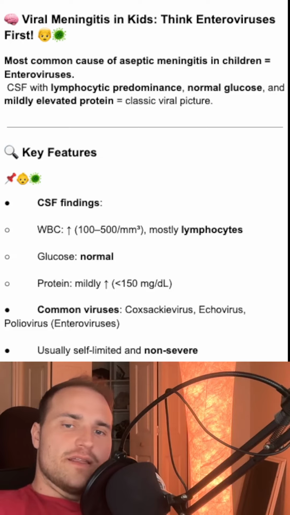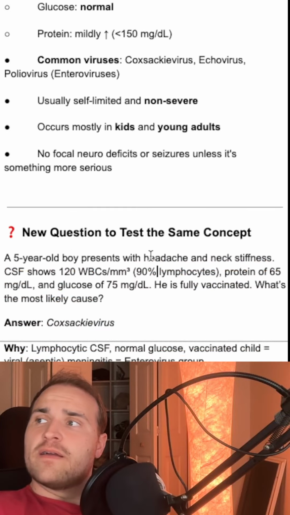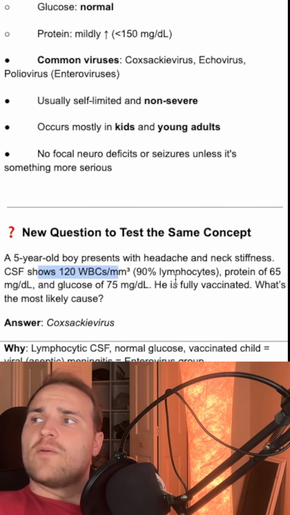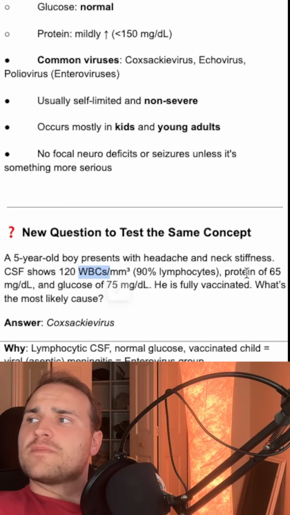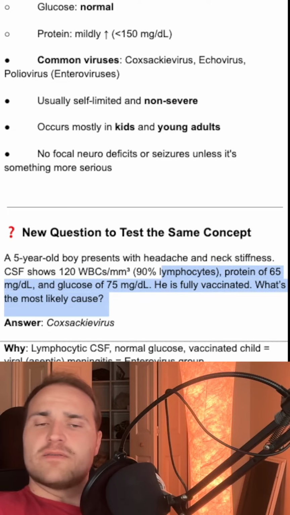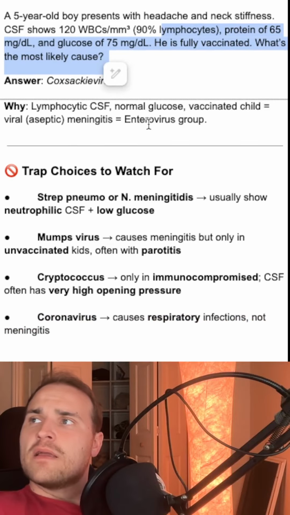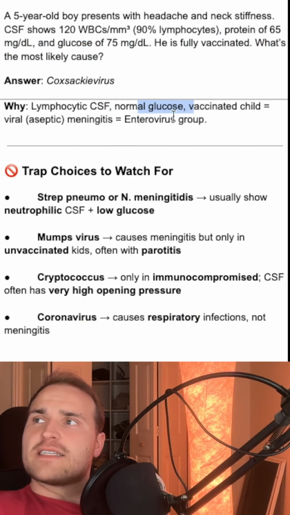And so in this particular question, we've got a 5-year-old boy with headache and neck stiffness. We've got 120 white blood cells, protein is 65, fully vaccinated. What do we got? It's Coxsackie. It's going to be lymphocytic, with normal glucose, in a vaccinated child: viral aseptic meningitis, enterovirus.